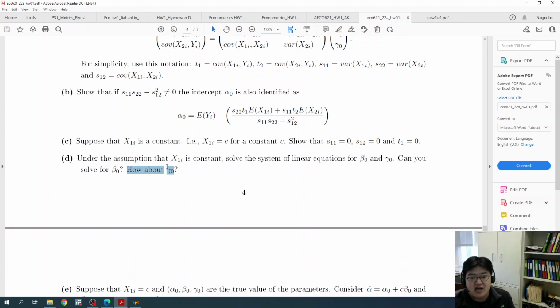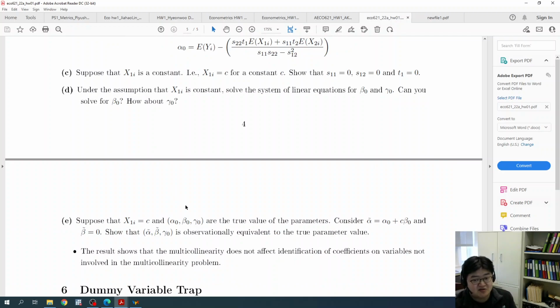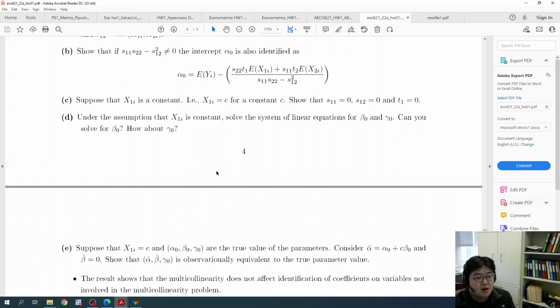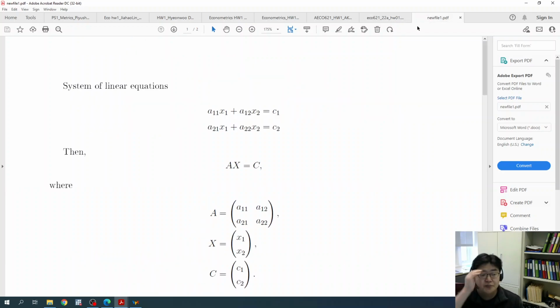So this is yes, this is no. That can be tricky. Most of you have done well, but some students just concluded that gamma 0 is not identified because the full rank condition is violated. But have a look. Let me show you how it works.